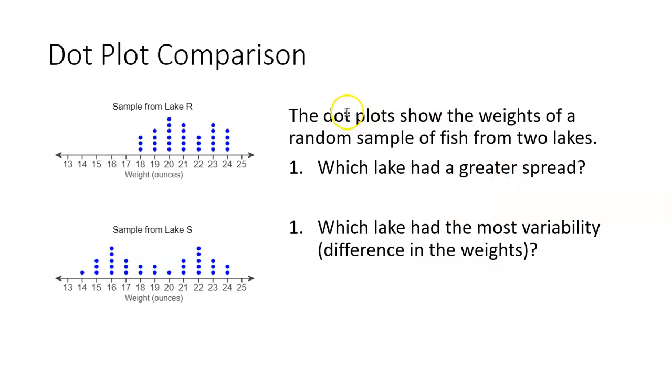Dot plot. The dot plot shows the weights of a random sample of fish from 2 lakes. Which lake has the greater spread? You can see how this one's really spread out. The data is kind of all the way across the graph. And this one's a lot more compact. So the greater spread is definitely Lake S. The more variability would be Lake S as well, because you can see it's going up and down and all over the place, whereas this is a lot more uniform, almost looks very consistent. So variability is S and a larger spread is S.